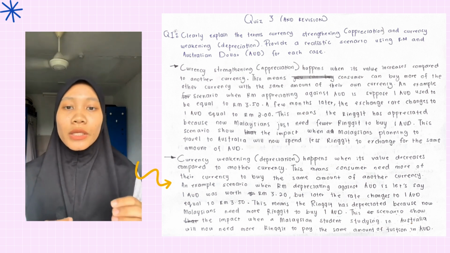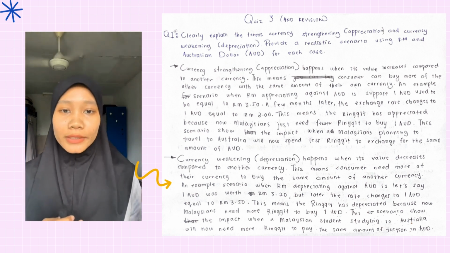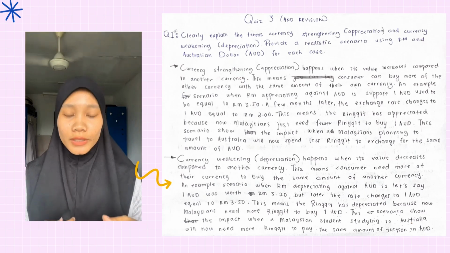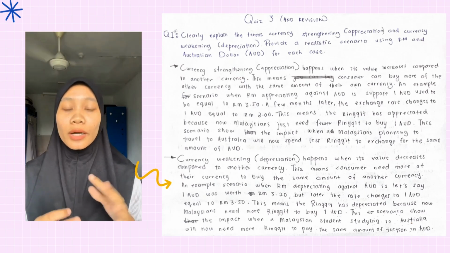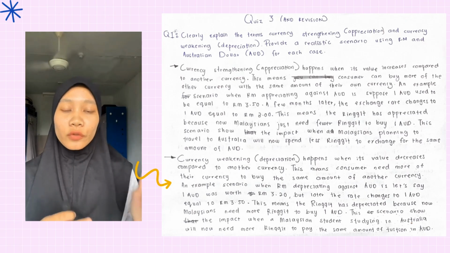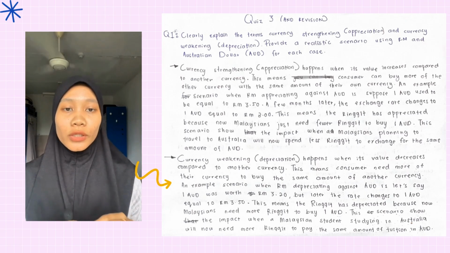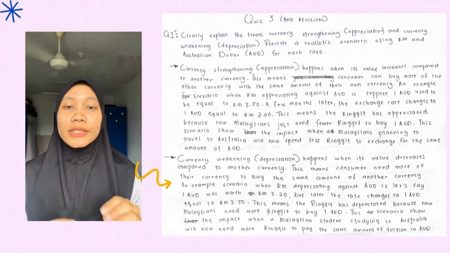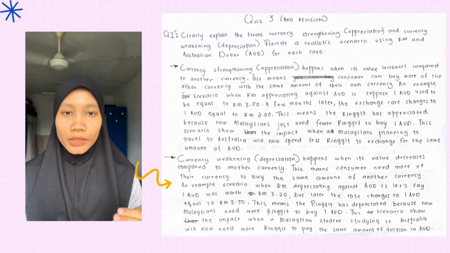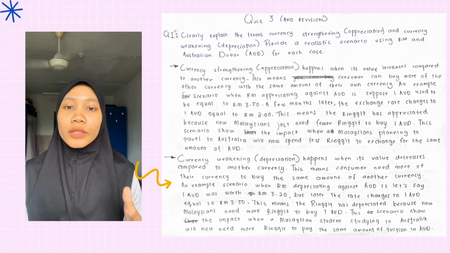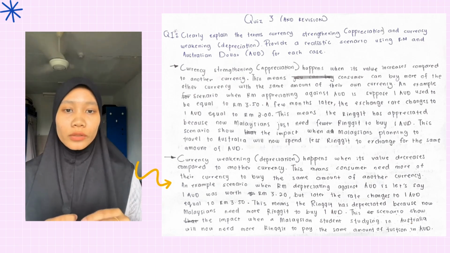Okay, currency strengthening or appreciation occurs when the value of one currency increases relative to another. This means you can buy more of the other currency with the same amount of your currency. Suppose 1 Australian dollar used to be equal to RM3.5. Then a few months later, the exchange rate changes to 1 Australian dollar equals RM3. This means the ringgit has appreciated because now we need fewer ringgit to buy 1 Australian dollar.